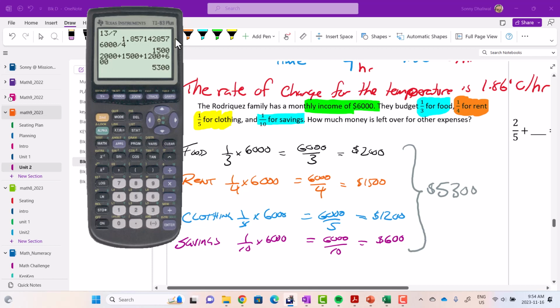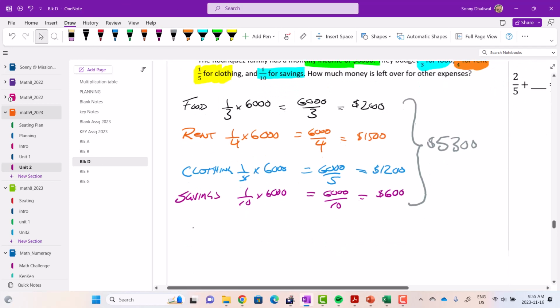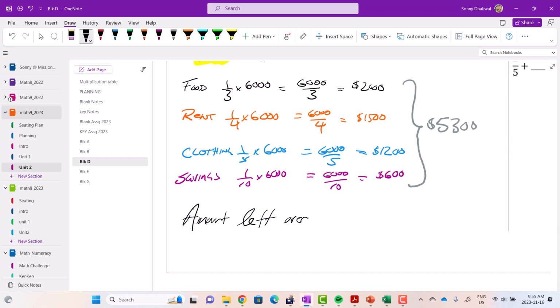So how much money do they have left over at the end of the month? 700, right? If they have 6,000, we go, amount left over is 6,000 minus 5,300, which is $700. Right? So that's it. So we'll stop there.